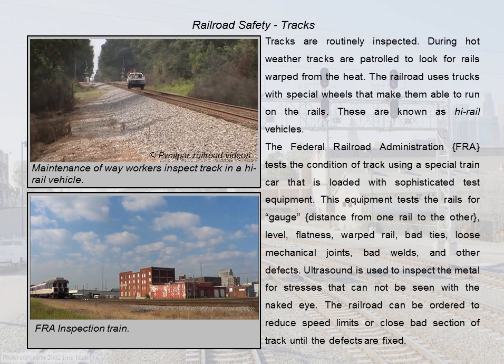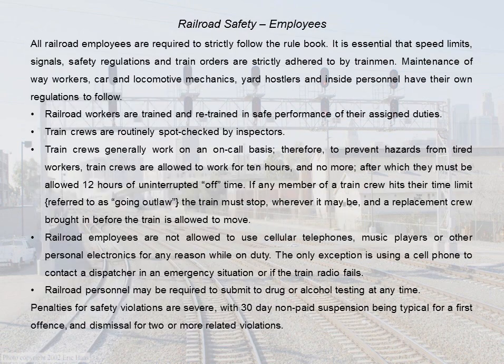This equipment tests the rails for gauge, that's the distance from one rail to the other, level, flatness, warped rail, bad ties, loose mechanical joints, bad welds, and other defects. Ultrasound is used to inspect the metal for stresses that cannot be seen with the naked eye. The railroad can be ordered to reduce speed limits or close bad sections of track until the defects are fixed.